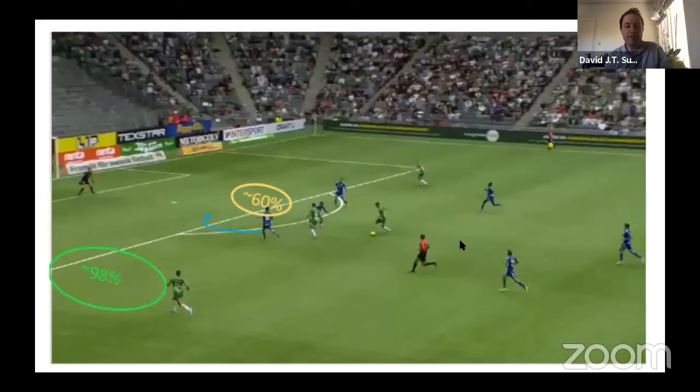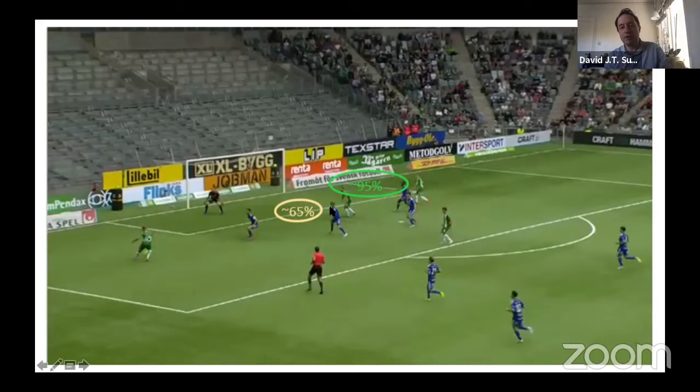The first decision, Alex had a 60% chance of making that pass to Moyo, a 98% chance out to Nico. He then makes that pass. There's basically two passes. Now there's a 65% chance to Moyo, 95% chance out there to Aaron, but Moyo is in the better scoring position and it's a goal.